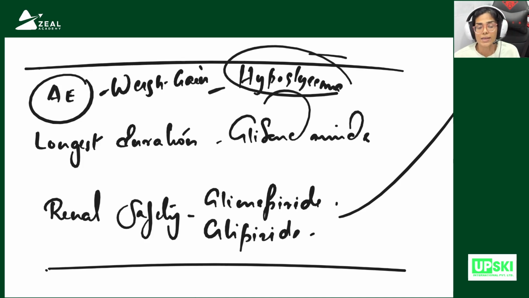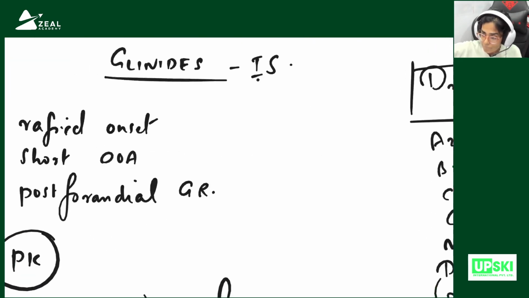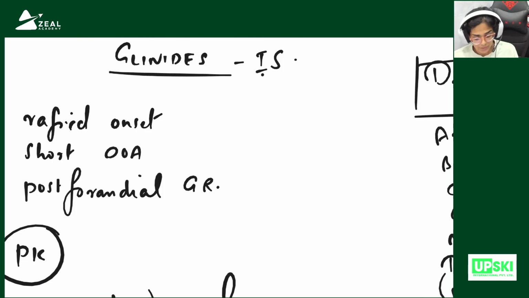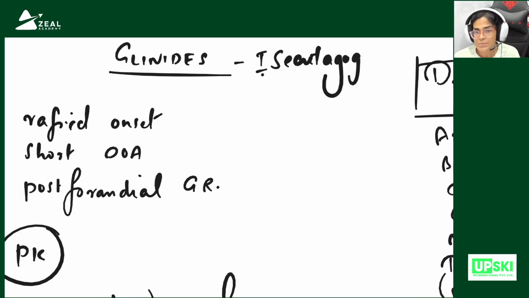Now, the next class of insulin secretagogues are called glinides. They are also insulin secretagogues, not sensitizers, just like sulfonylureas, but not as potent as sulfonylureas. They are fast acting. Glinide examples are repaglinide and nateglinide.